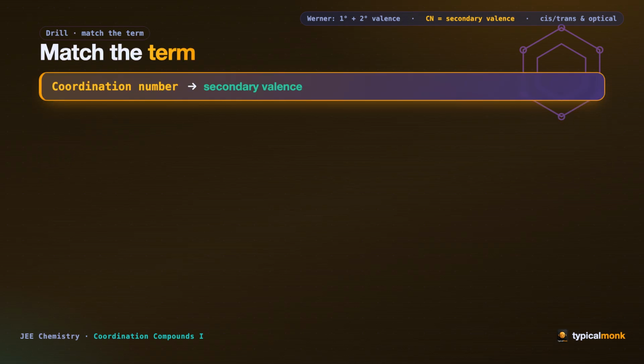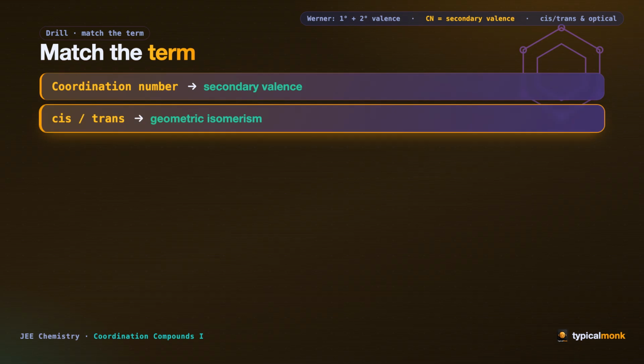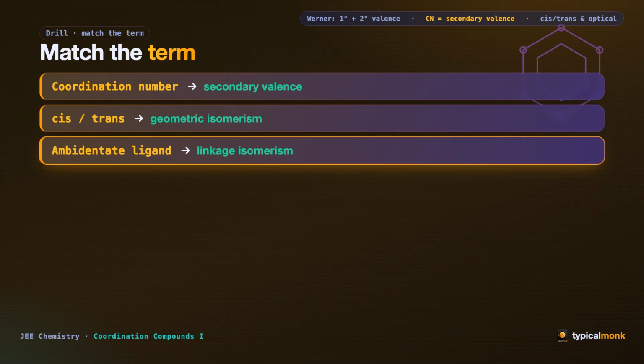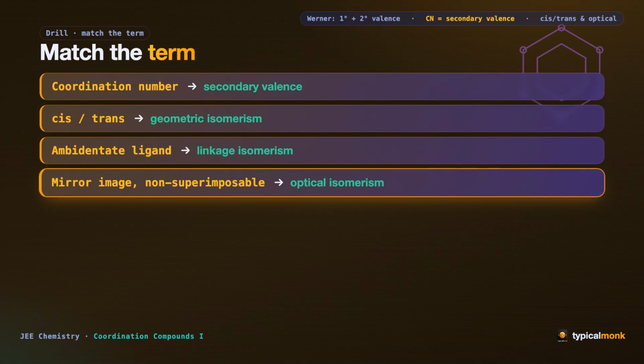Now match each term to its meaning. The coordination number goes to Werner's secondary valence. Cis and trans go to geometric isomerism. An ambidentate ligand goes to linkage isomerism. And a non-superimposable mirror image goes to optical isomerism. 4 pairs, each worth memorizing.